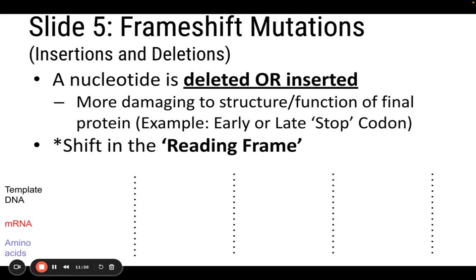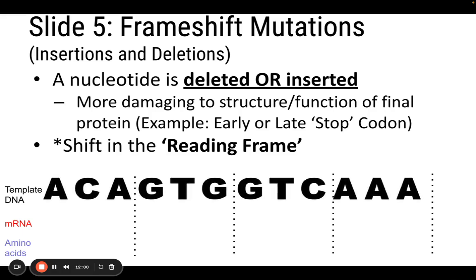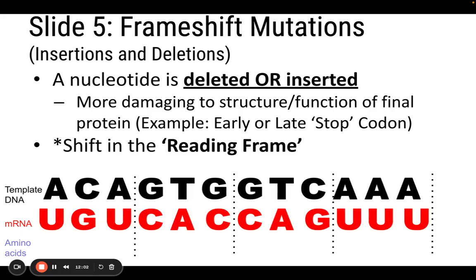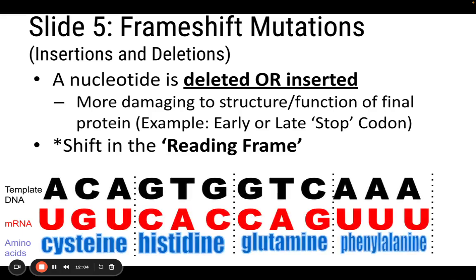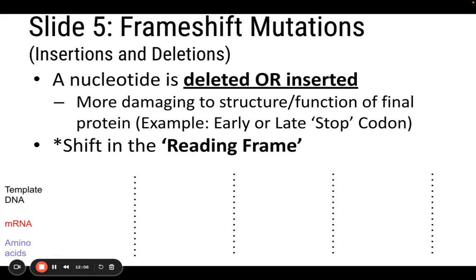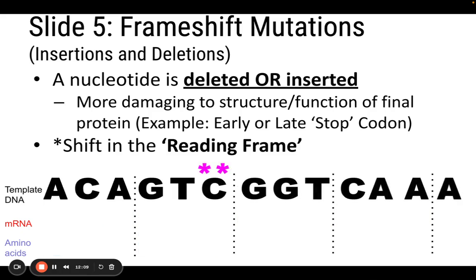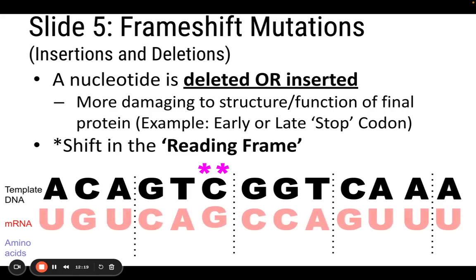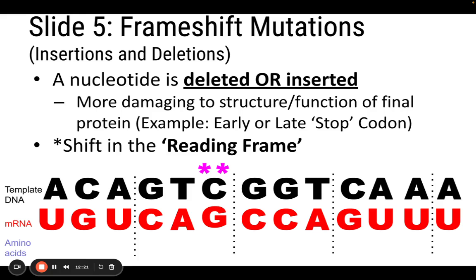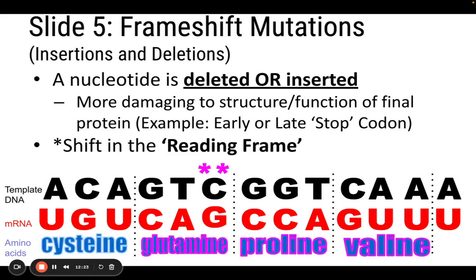Here is another example: my template DNA sequence, my messenger RNA sequence, my original amino acid sequence. Now I have added a C nucleotide. This would be an insertion mutation. This cytosine is a new nucleotide. From that, my codons all shift from that point on. Here is my new mRNA sequence, and then these are my new amino acids that are coded for in the sequence.